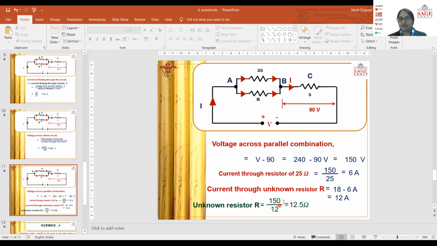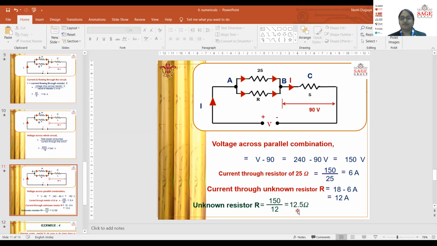Again, Ohm's law, R is equal to V by I. So the voltage across the resistance R is 150, as these two are in parallel. So the parallel branch voltage is 150 volts, and the current flowing through this resistance is 12 amperes. So 150 upon 12 will give you 12.5 ohms resistance. So this is an interesting numerical.